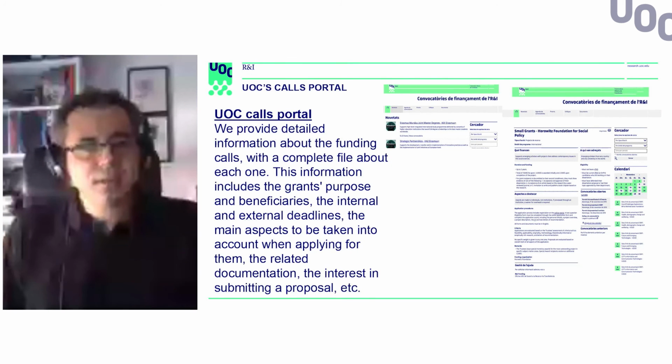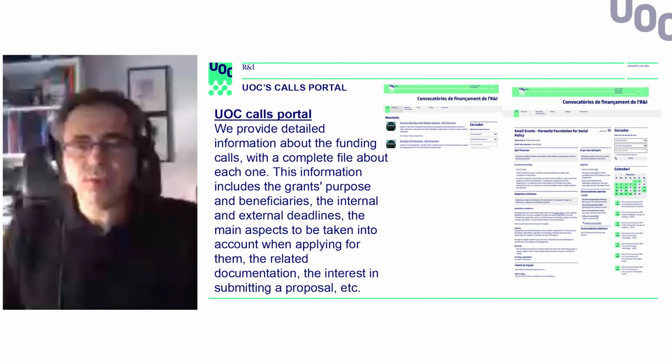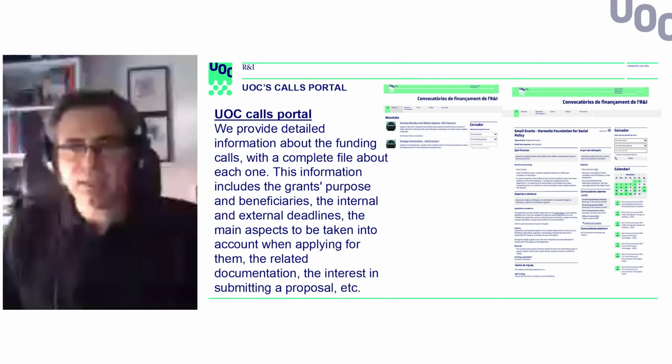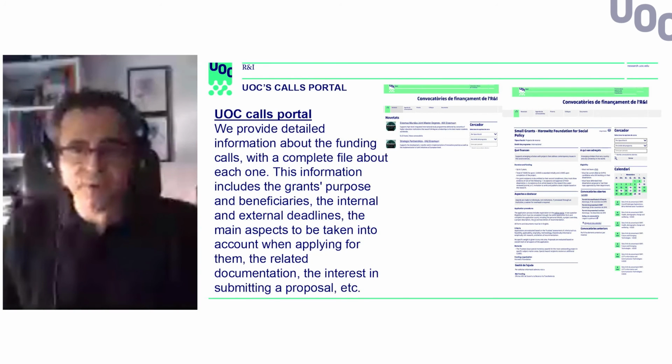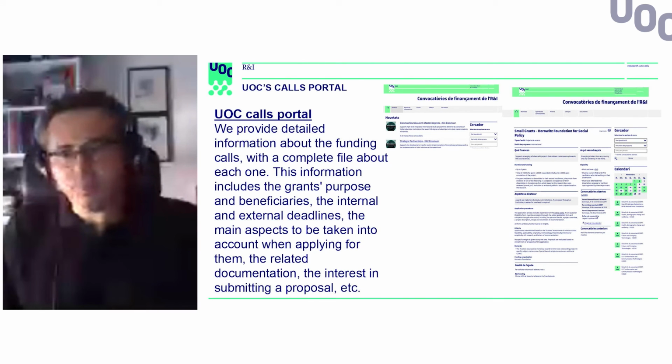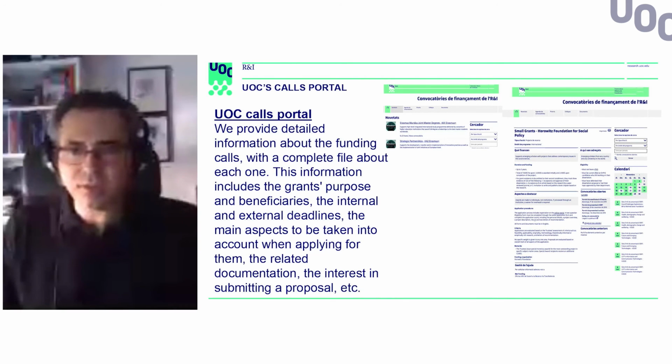And this is what is called the UOC calls portal. Here you can see an example where you have all the info on the call. So you can see if it's national, international, regional, what kind of funding it is. Is it covered for personnel, or only for the project, is it for 1 year, 2 years, 3 years, pre-doctoral stage, post-doctoral stage, research and development project, everything.